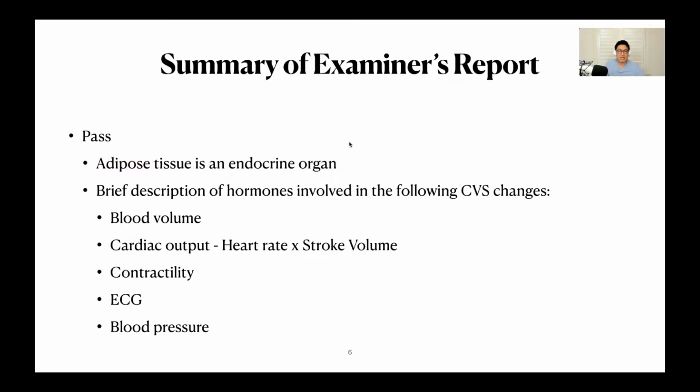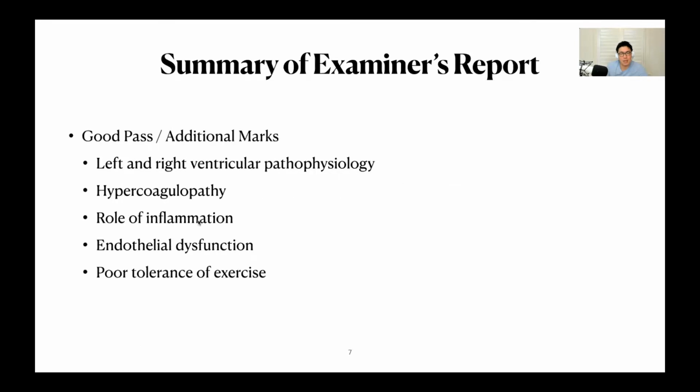Now, this is a summary of the examiner's report. To get a pass, they wanted you to acknowledge that adipose tissue is an endocrine organ, and then give a brief description of the hormones involved in the following cardiovascular changes: blood volume, cardiac output, contractility, ECG, blood pressure. Then for a good pass, or additional marks, you'd discuss left and right ventricular pathophysiology, hypercoagulopathy, the role of inflammation, endothelial dysfunction, and poor tolerance of exercise.